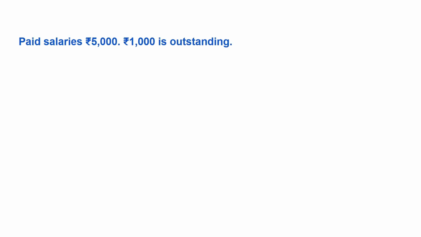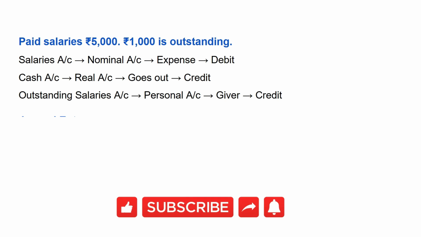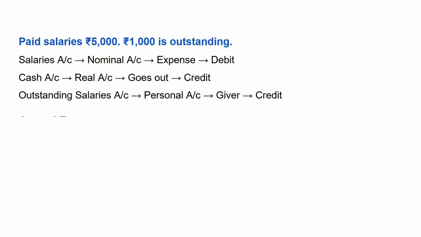Next, paid salaries 5,000 rupees. 1000 rupees is outstanding. Here, the accounts affected are salary account, cash account, and outstanding salaries account. Salary account is a nominal account because it is an expense, so it is debited, and cash account is a real account, and cash goes out of the business, so it is credited. And outstanding salary is a personal account, and the business is the giver, so it is credited.